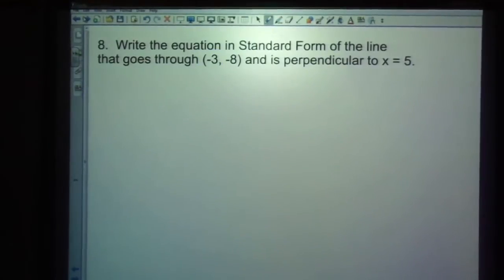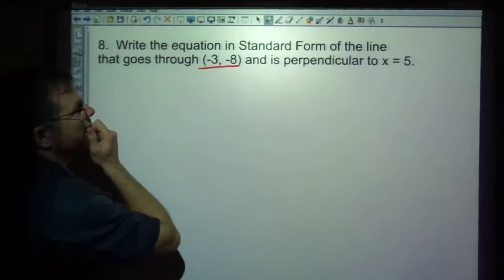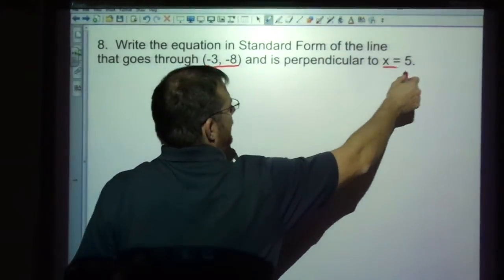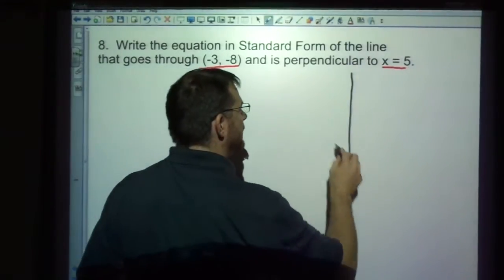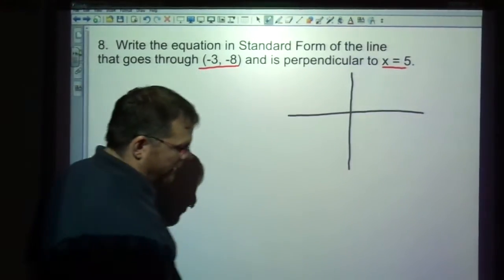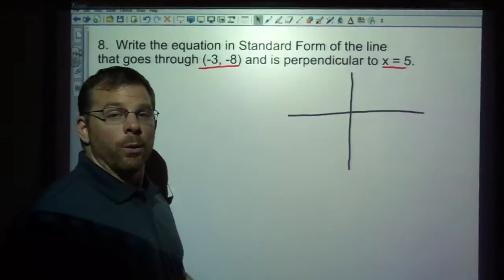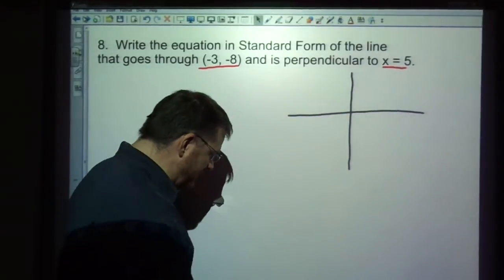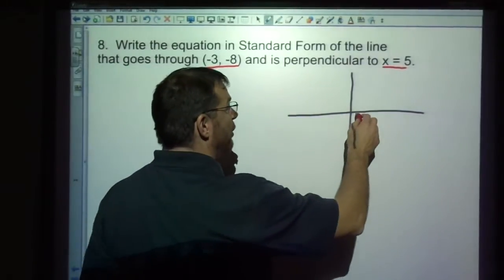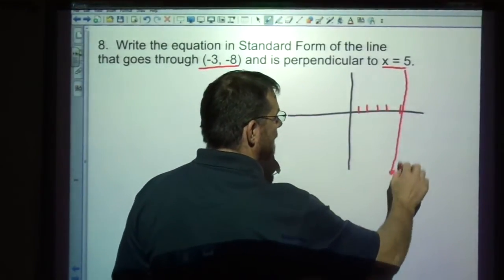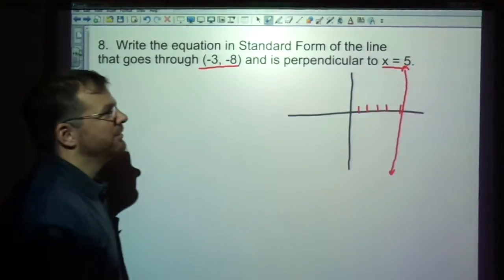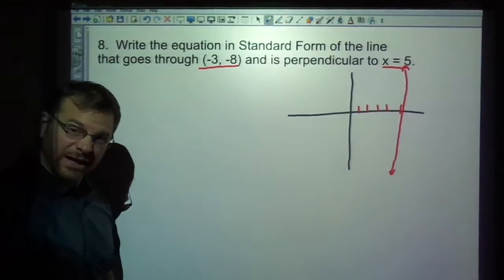Number 8, write the equation in standard form of the line that goes through here's my point, and perpendicular to this. Wait a second, that's kind of a weird line. How does x equals 5 go? Well, that means that the y could be anything, but the x is always fixed. So the x is always going to be 5, and it's going to go all the way up and all the way down. The y could be anything. So the slope is going to be undefined.